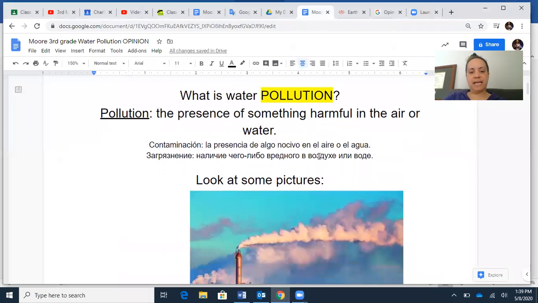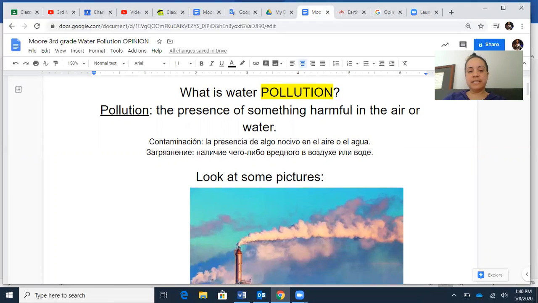So the question says, what is water pollution? Pollution is the presence of something harmful in the air or water. So that means that people like me or you or any person is putting something bad into the air or the water, and they are polluting it. Let's look at some pictures.